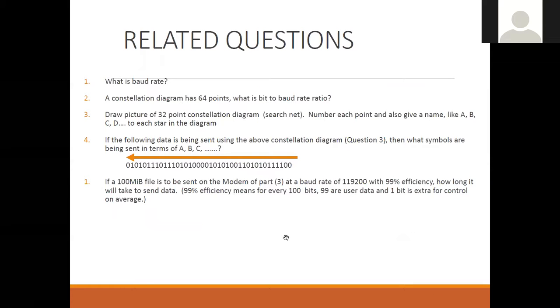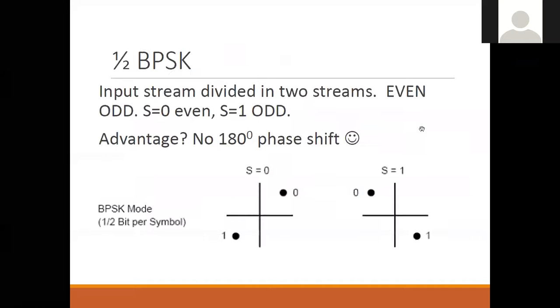So these are some of the related questions that you could prepare. What is baud rate? Draw a diagram that has 64 points. What is the bit to baud rate ratio in this case? Maybe draw a picture of a 32 point constellation diagram. You can search the net for that. Give each point a name.